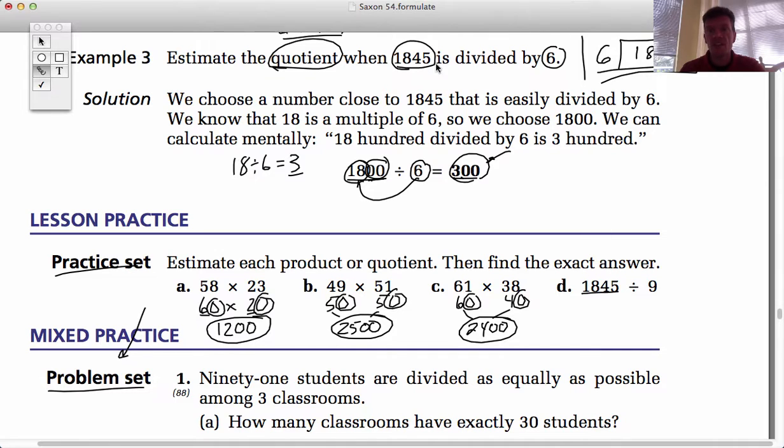1845, that's the same number as up here, but this time it's divided by 9. So we're going to round this to 1800 divided by 9. 9 goes into 18 2 times. But it's not just 18, it's 1800, so we add on the 2 zeros, and your estimated answer is 200. By the way, if you see two squiggly lines like that, that just means an estimation.